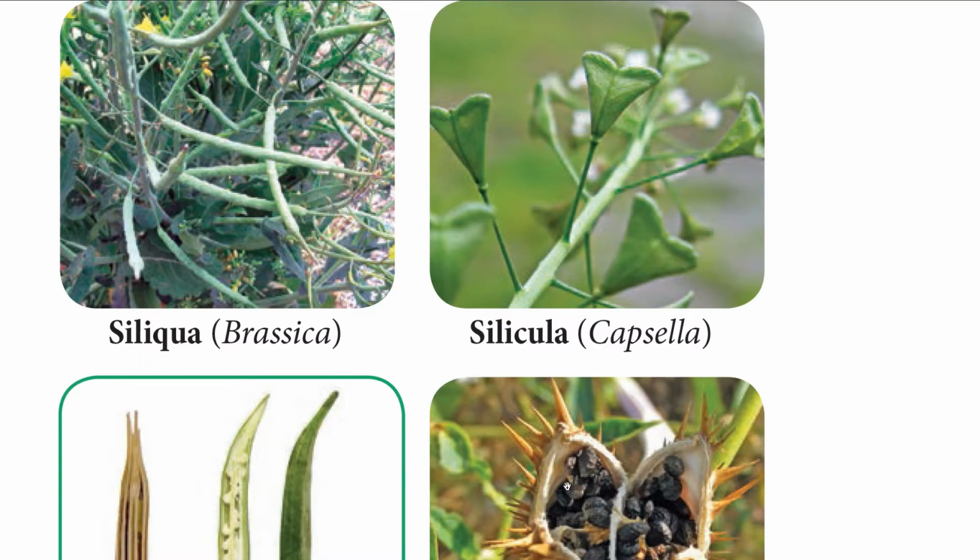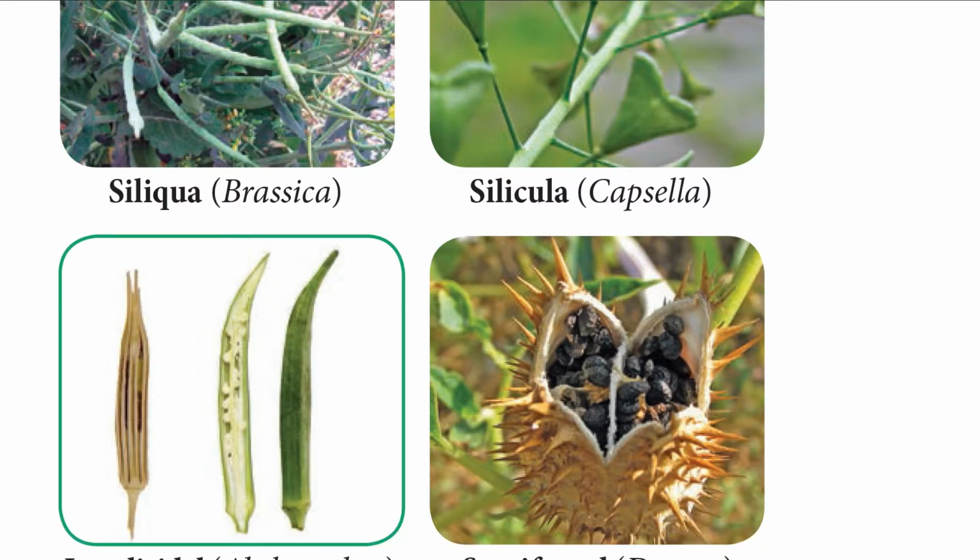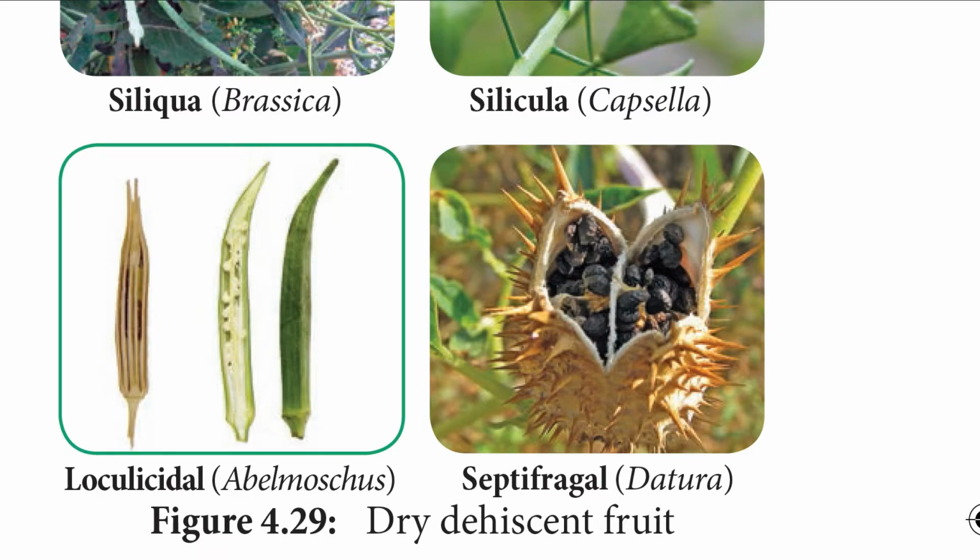Next type is called as capsule. The capsule is again divided into septicidal, loculicidal, and poricidal. The first one is the loculicidal capsule. Example, Abelmoschus esculentum, that is lady's finger. The capsule will split along the locule and the valves will remain attached to the septum. So the capsule will be dividing along the locules. You can see the splitting, and the valves will be attached to the septum. The second type is called as septicidal or septifragal. In this, the capsule will split along the septum and the valves will remain attached to the septum.